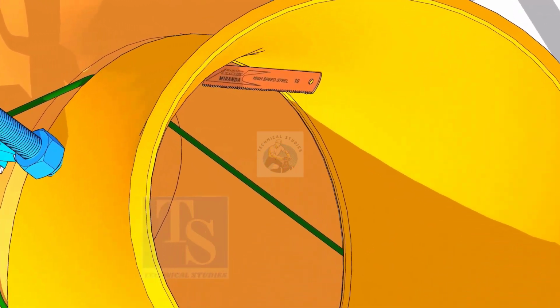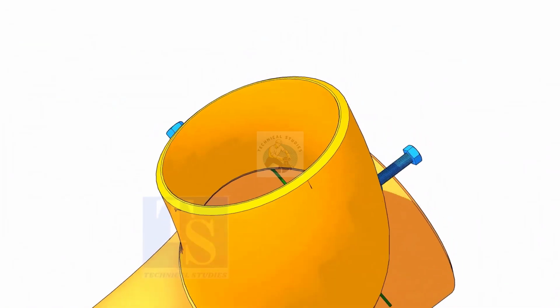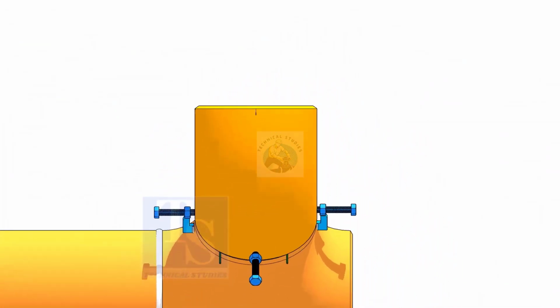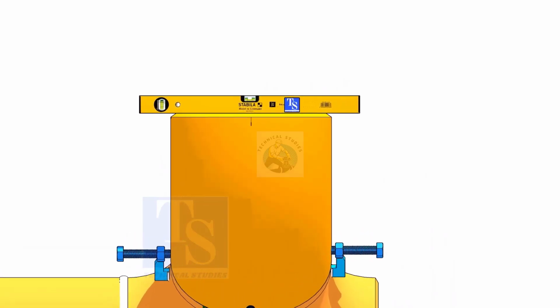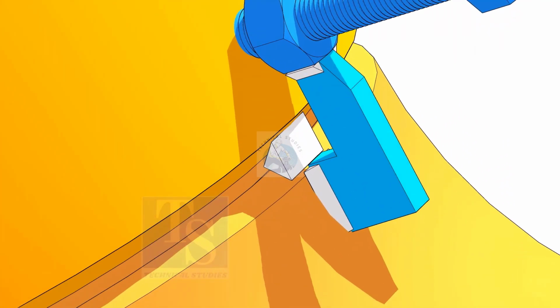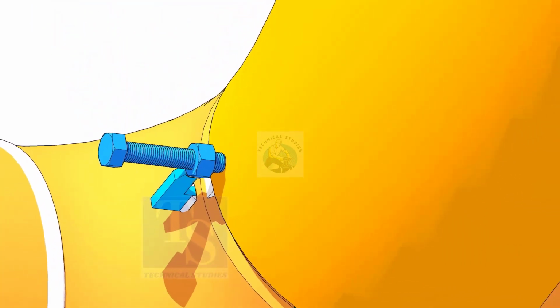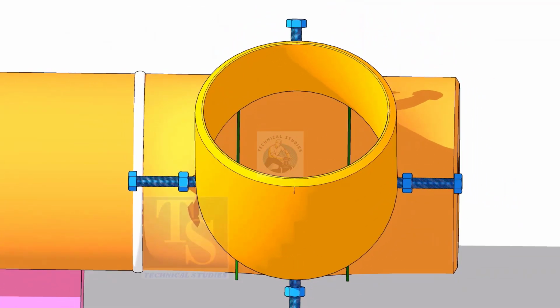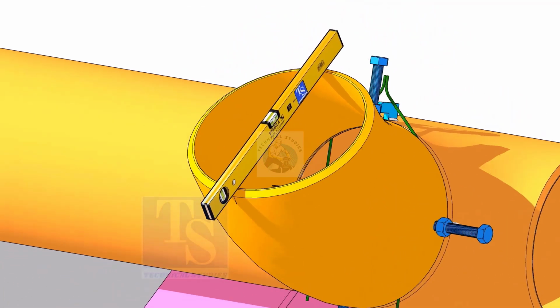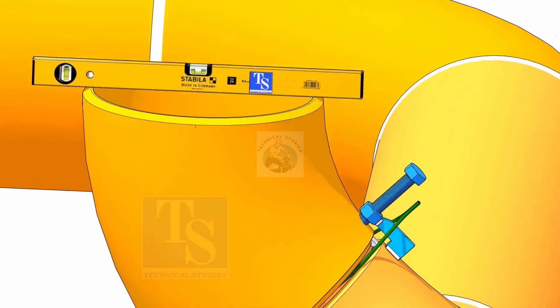Now, match the overlap of the T and the elbow. To achieve this, adjust the jack bolts. Make the elbow level horizontally. Tack weld on both sides as shown. Now, level the opposite side and tack weld.